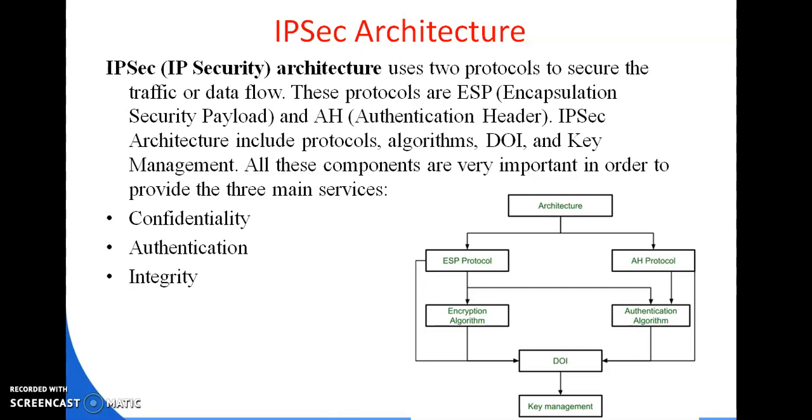Next is DOI. DOI is the Domain of Interpretation. DOI is the identifier which supports both AH and ESP protocols. It contains values needed for documentation related to each other, that is the domain of interpretation. And key management contains the document that describes how the keys are exchanged between sender and receiver. That is the key management. This is about IP security architecture.